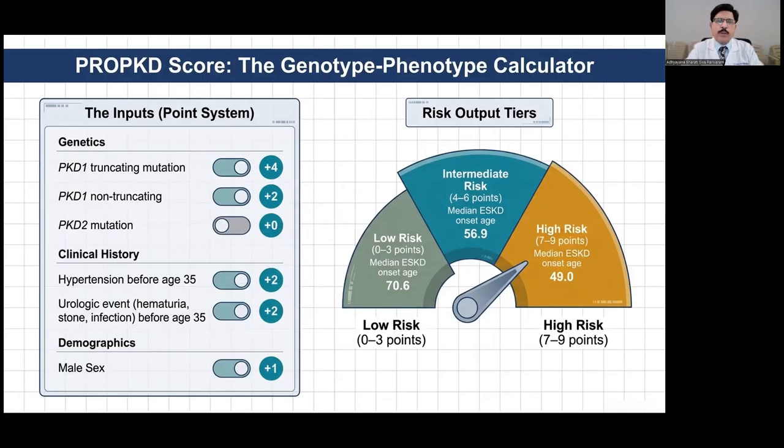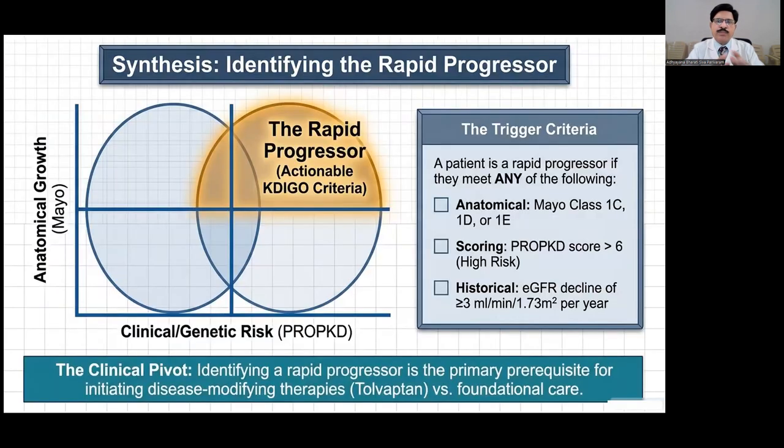This is a genotype-phenotype calculator. Why? Part of the genetic manifestations are there, part is the clinical. So the genotype-phenotype calculator, and the other one is the total kidney volume calculator. Now, I can synthesize and draw a graph: clinical genetic risk score, ProPKD here, anatomical growth, that is the Mayo score, mixed score on the vertical axis.